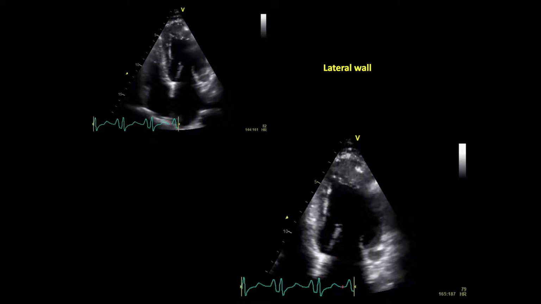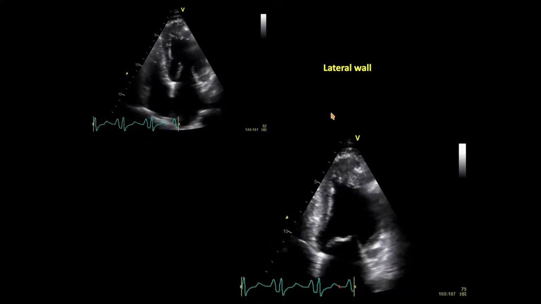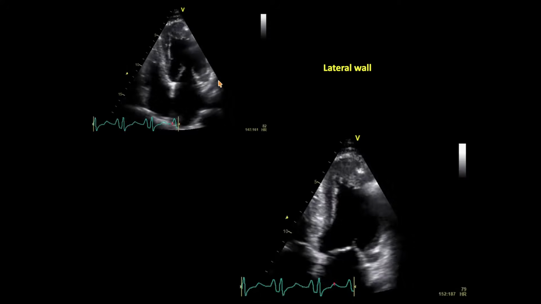And be careful of the walls. Some of the walls, especially the lateral wall, you can have lung artifacts and you may not see it. You might want to go slightly off axis and take a look at it. Sometimes ask the patient to hold expiration, and then you can see it much better. So the lateral wall has got its own problems.